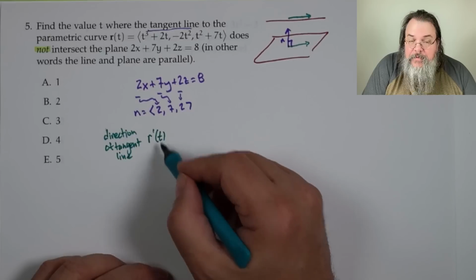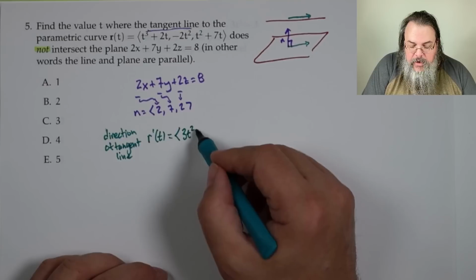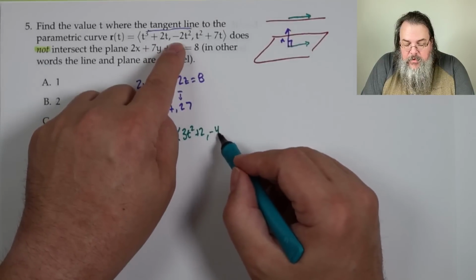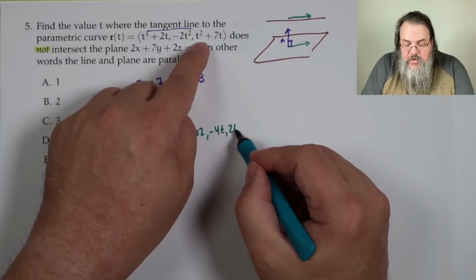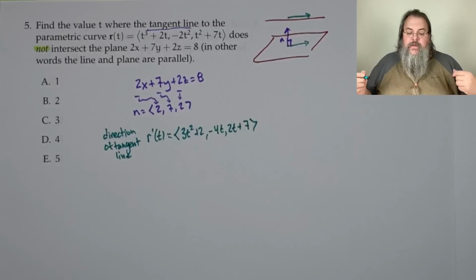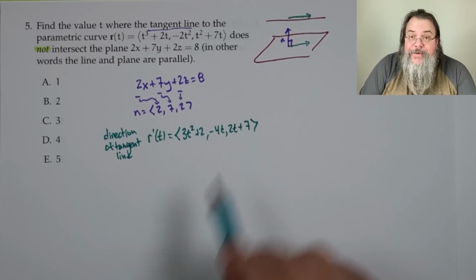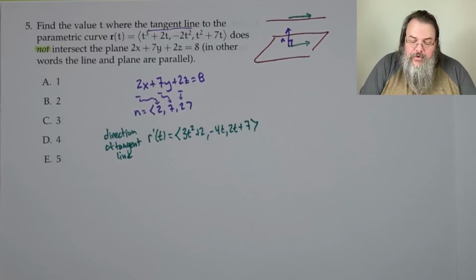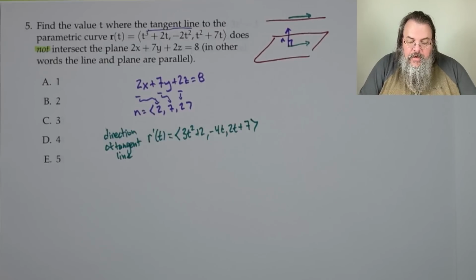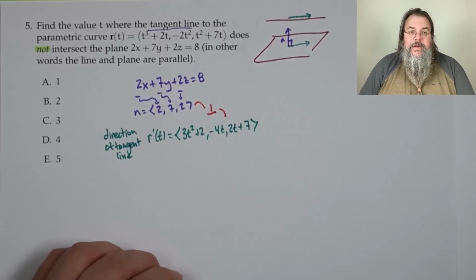So you look at r prime of t. That would be 3t squared plus 2, comma, minus 4t, comma, 2t plus 7. So now we took the derivative entry by entry. These two vectors, the normal and r prime, need to be perpendicular to each other.